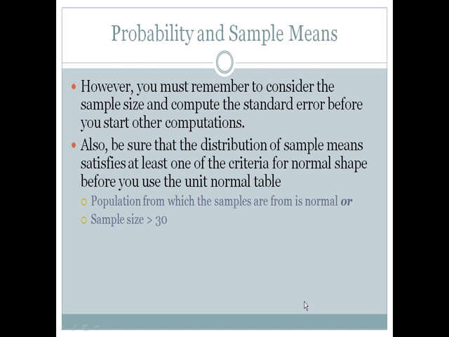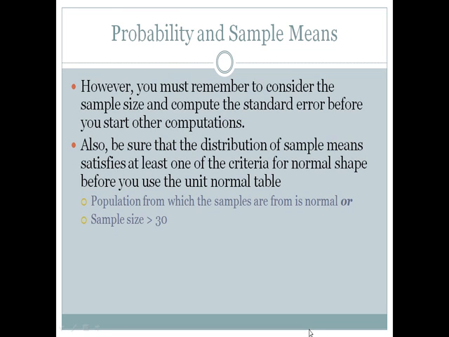Now, remember why it was important before that we have a normal distribution of sample means, and here is where we connect to that. If we have a normal distribution of sample means, we are able to perform these z-score procedures. If our distribution of sample means is not normal, then we're not able to use the z-score procedures at all.